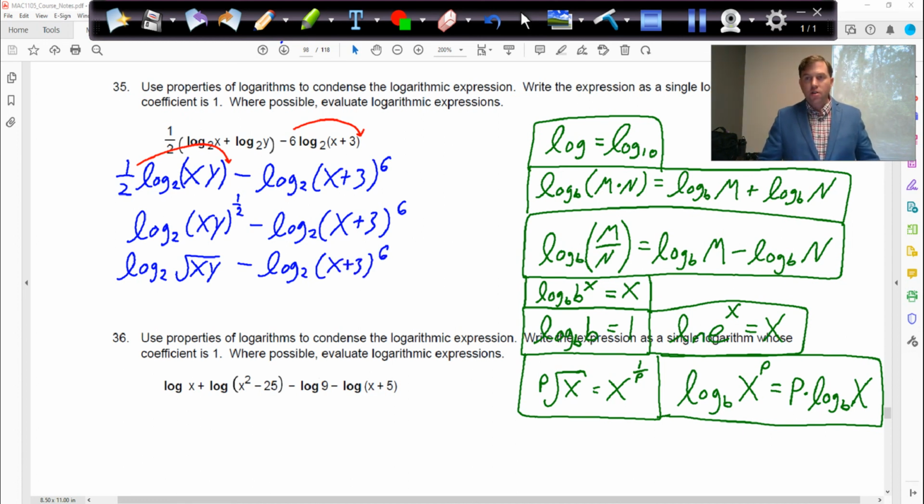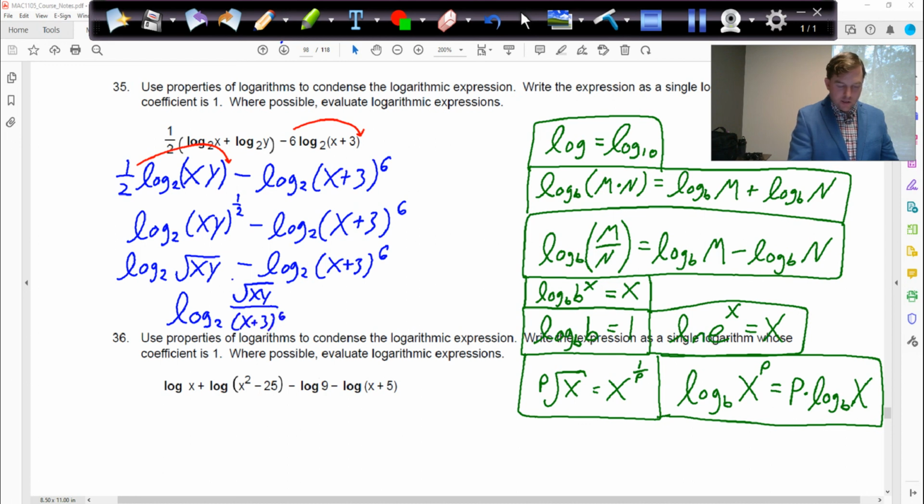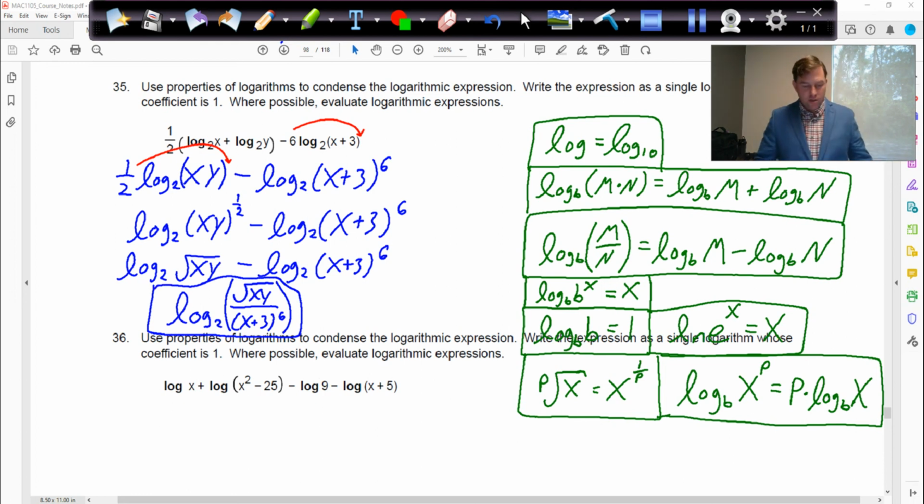Now we're going to use our division rule. So we can make two logs into a division. First thing on top, so it's going to be log base 2 of the square root of x times y divided by x plus 3 to the 6th. So we have the first term goes on top, the thing being subtracted goes on the bottom. And that would be simplified, a couple logs into 1 for problem 35.